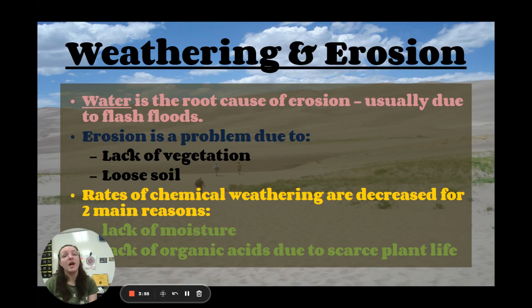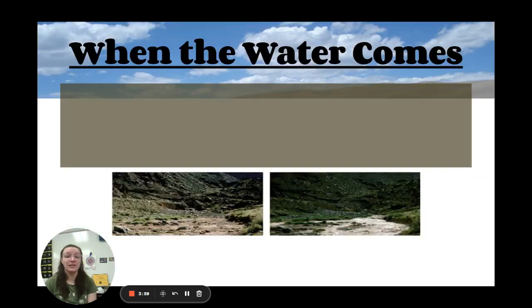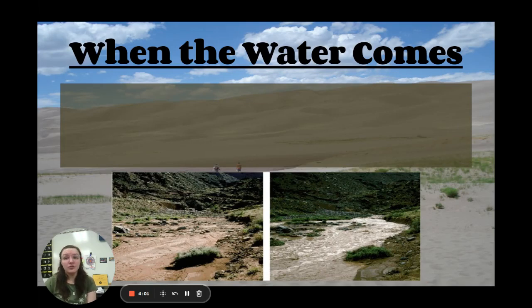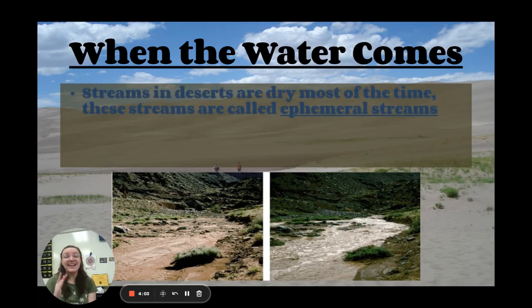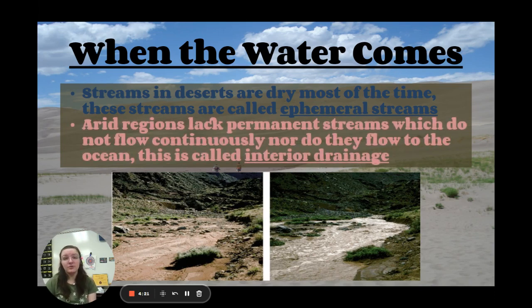We do see a lot of erosion, mostly caused by water and wind. When water does come, like I said, it comes sudden and it comes fast. And so we can have streams or lakes that form in deserts, but most of the time they don't last very long. They are dry for a majority of the year, and then there's a sudden rainstorm, and now we have a stream. That's called an ephemeral stream because it doesn't last for very long.